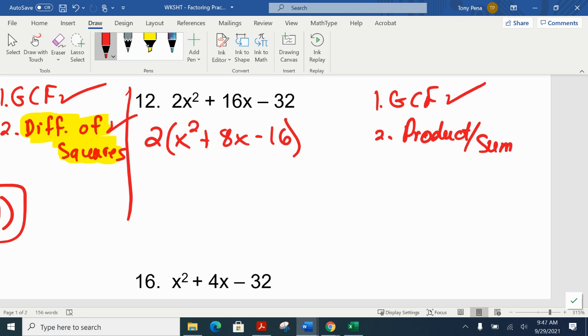We still now want to identify, is there a combination? When we say product, that means they're going to multiply to be a negative 16. And then the sum is just saying they better add up to be a positive 8. Anybody find a combination that multiplies to be a negative 16 and add up to be a positive 8?